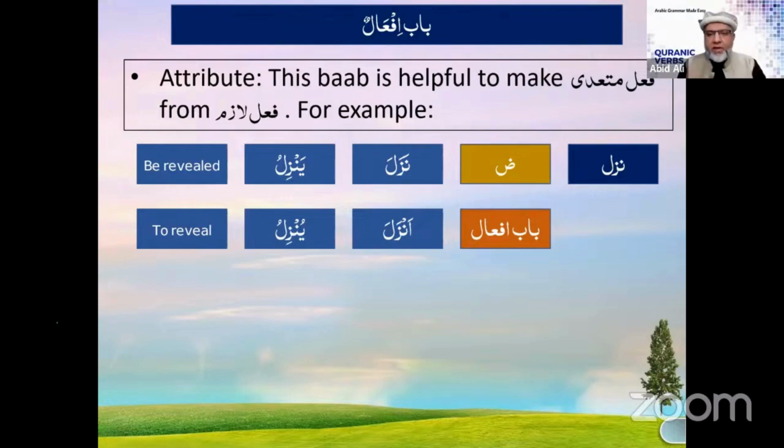Remember, I said there are verbs which are known as Fi'l Lazim. How many people remember Fi'l Lazim? In the Fi'l Lazim, you only have the fa'il.